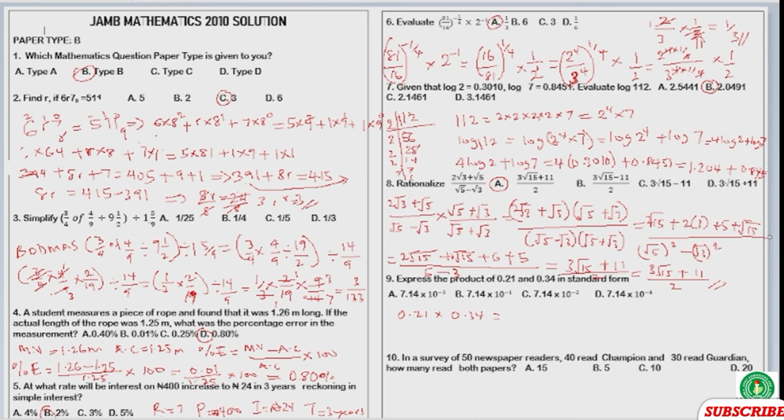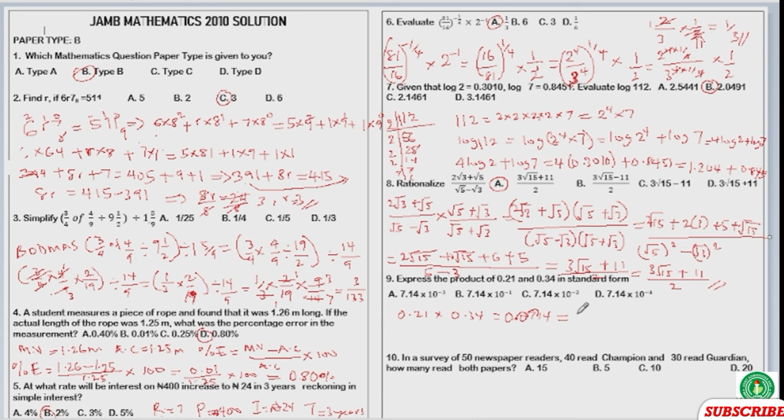So what do you have? The result here is 0.0714. Now to standard form, I have to move this decimal point so that the number will be between 1 and 10. So you move this decimal point here to a number between 1 and 10, 1, 2. And because we are moving to the right, it's going to be minus.